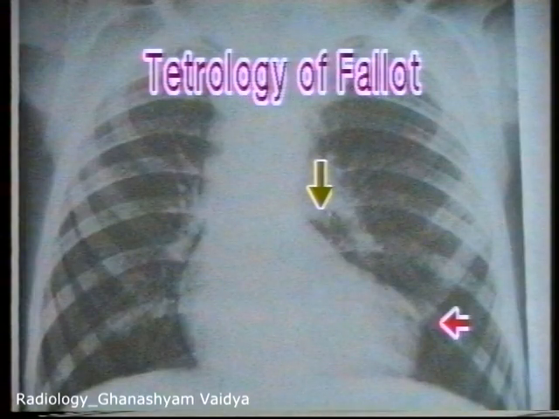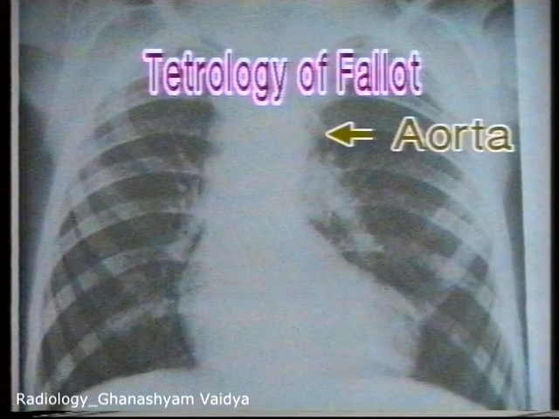In this X-ray, note the typical boot-shaped heart with apex lifted upwards and a concave pulmonary conus shown by the green arrow. This X-ray shows the aortic knuckle on the left side, but in 25% of the patients of tetralogy of Fallot, the aortic arc is on the right side.